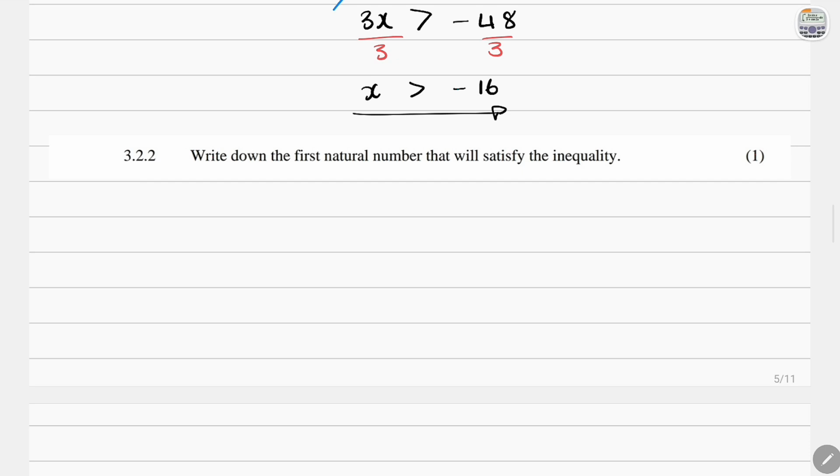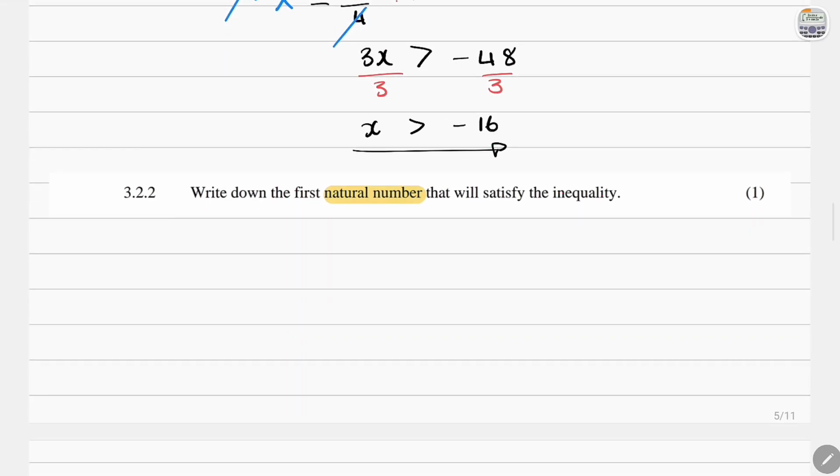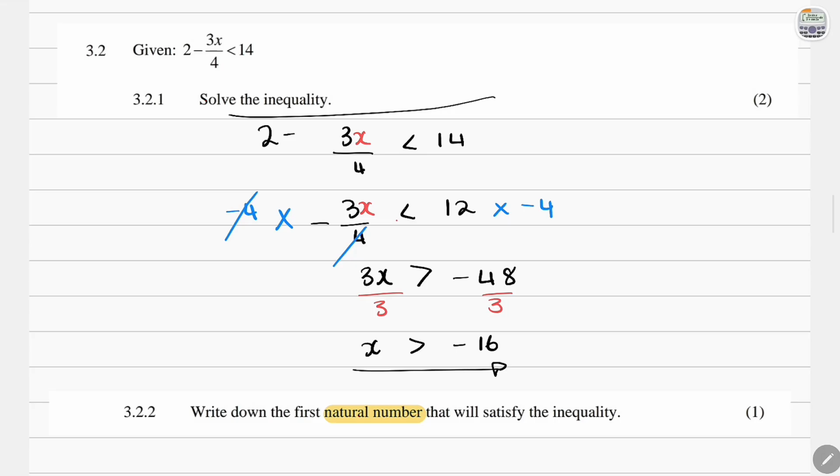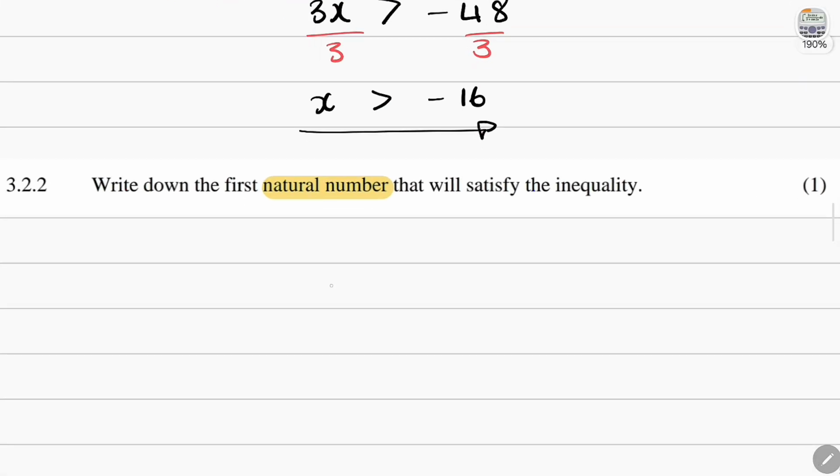Question 3.2.2 says, write down the first natural number that will satisfy the inequality. So the first natural number. Okay, so the inequality was this. And the solution to this, okay, so the values of x for which 2 minus 3x over 4 is less than 14 was values where x is greater than negative 16. So that is our answer, right? That is the answers that satisfy the inequality, that make the inequality true.